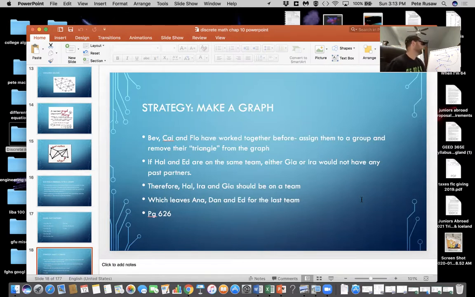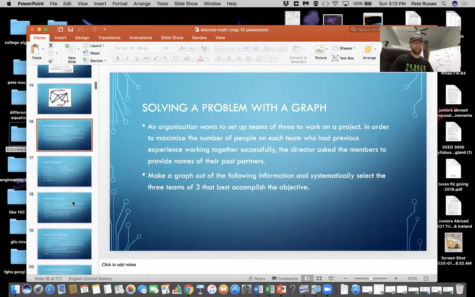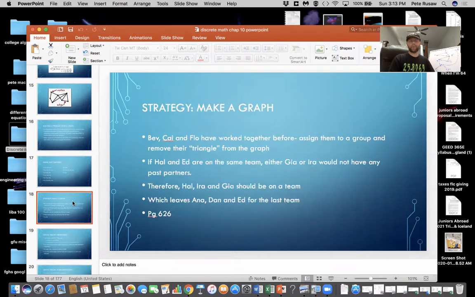This is in the book, and I think it's pretty straightforward, but it's a great use of graph theory to solve a problem. Probably you'd get the same thing if you didn't make a graph, but it sure makes the problem easier and probably more quickly solved.